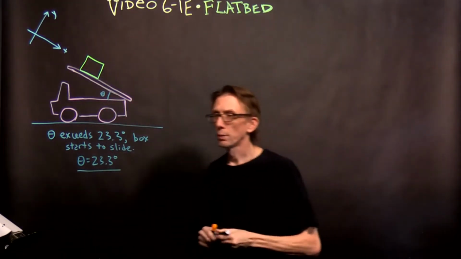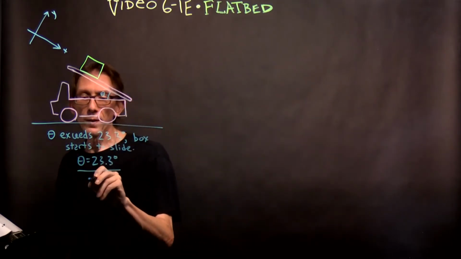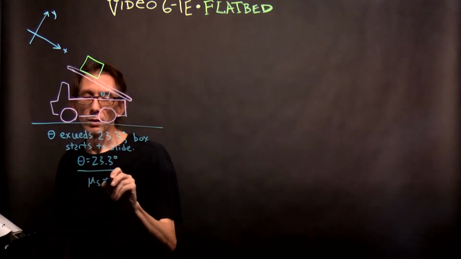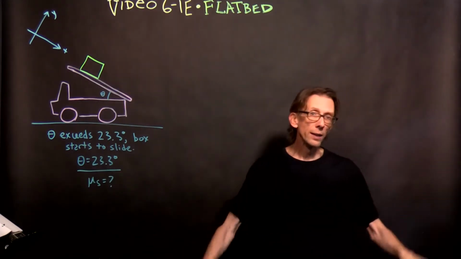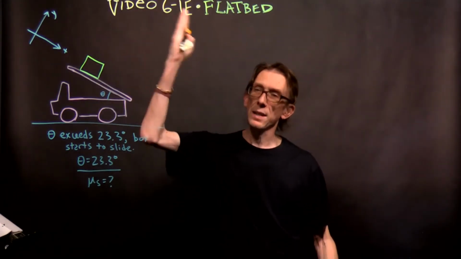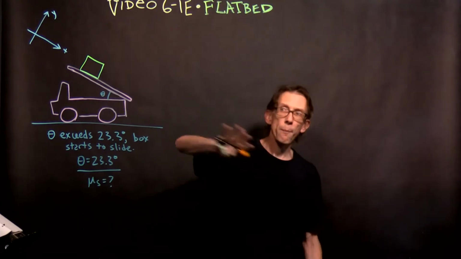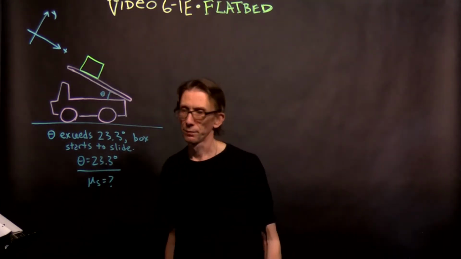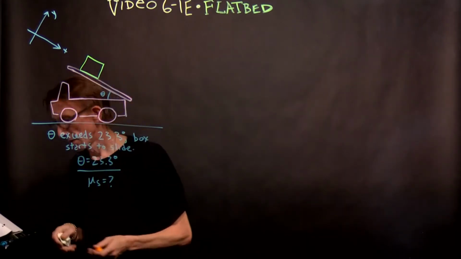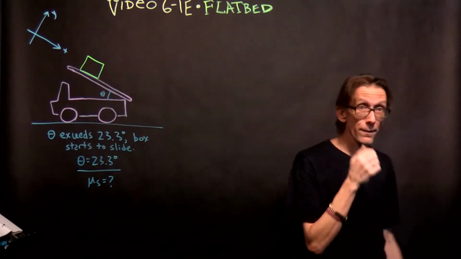And what we want to know is what is the coefficient of static friction? Believe it or not, we know everything we need to know. We don't even need to know the mass of the box. It doesn't matter what the mass is, big box, small box, makes no difference. We want to know mu sub s. We want to know what the coefficient of static friction is here.